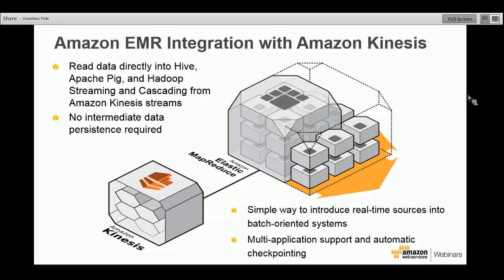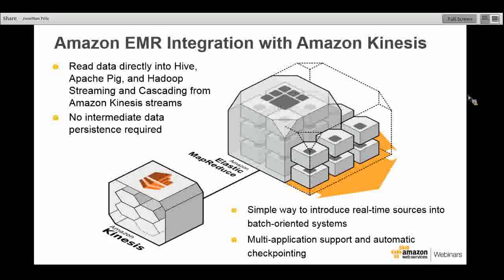EMR also integrates with Amazon Kinesis. You can use Hive, Pig, and Hadoop from an EMR cluster to read from Kinesis streams and do processing. And this really bridges the Hadoop batch world with Kinesis, which is a streaming ingest service in AWS. We see many customers having success with this architecture.